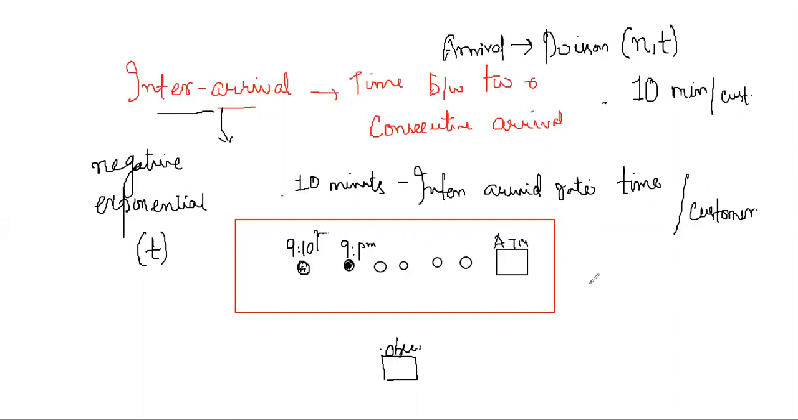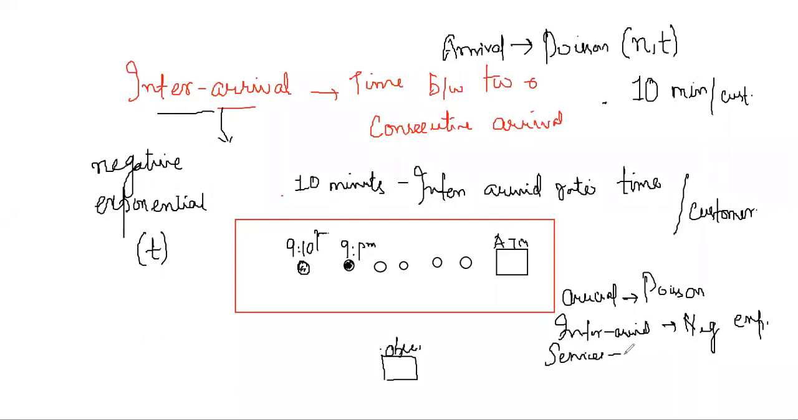So let me write what we have studied. Arrival pattern follows Poisson distribution. These are very important questions for objectives, and many times they are asked in competitive examinations. Arrival process follows Poisson distribution, but inter arrival follows negative exponential, and service follows negative exponential, while inter service follows Poisson.